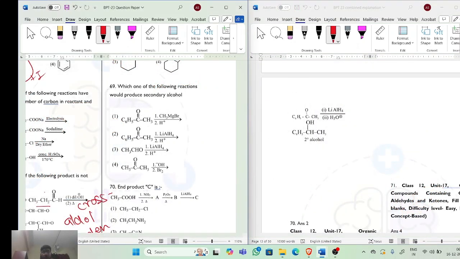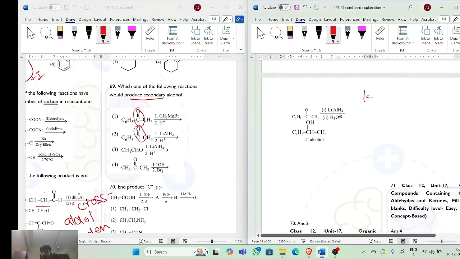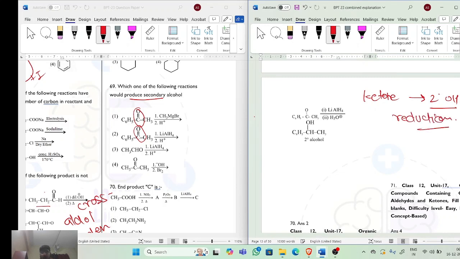Following reaction would produce secondary alcohol. So we have to find the secondary alcohol. In all the options we are given a carbonyl compound, C double bond O group. First of all, we can clearly say that from ketone we can make 2-degree alcohol, or you can say secondary alcohol, 2-degree OH. This can be possible by reduction of ketone. So first we have to find out the ketone, then the reduction.